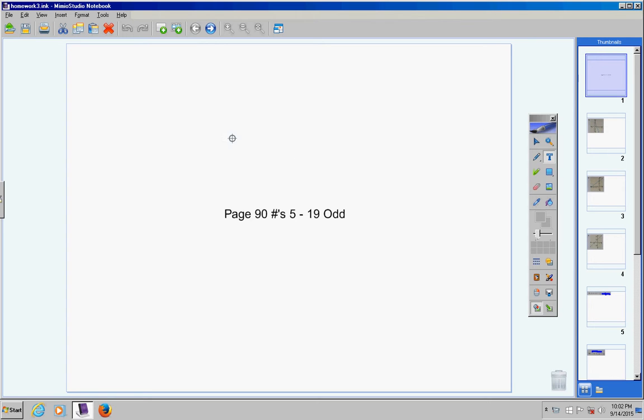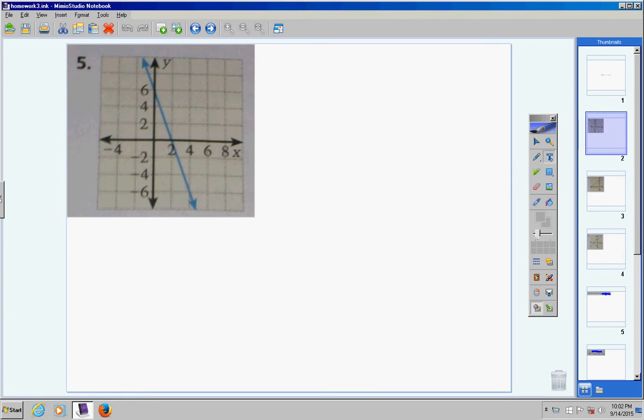Okay, numbers 5, 7, and 9, the directions say to write an equation of the line. So here we go. Now, on number 5, notice I do know the y-intercept. Let me pause and say this right now. Anytime that you can find the y-intercept, and don't forget the y-intercept is denoted by the letter b, try to use that, okay? And we can tell that the line is passing right through the crosshairs. Right here, the line's passing right through there, okay?